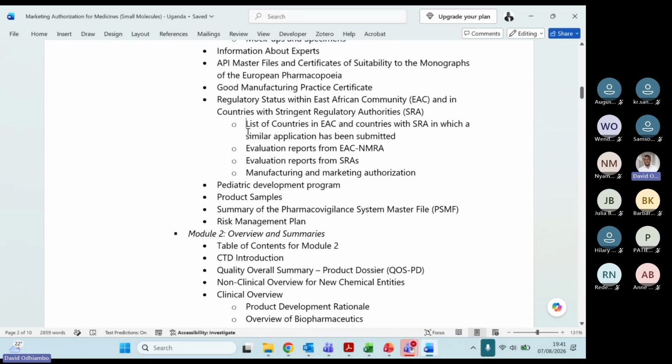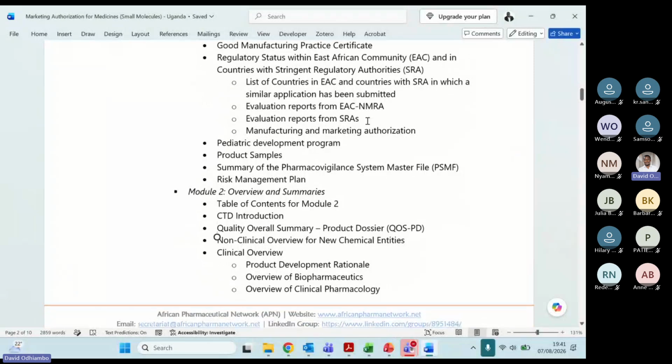This can be submitted in a tabular format, indicating the status in the different countries. If there are evaluation reports, this would be expected. And if you share evaluation reports, you're already going the expedited pathway, which is amazing. But in the event you do not have evaluation reports, it will then have to go through the routine procedure. So that is another part that we need to take note of.